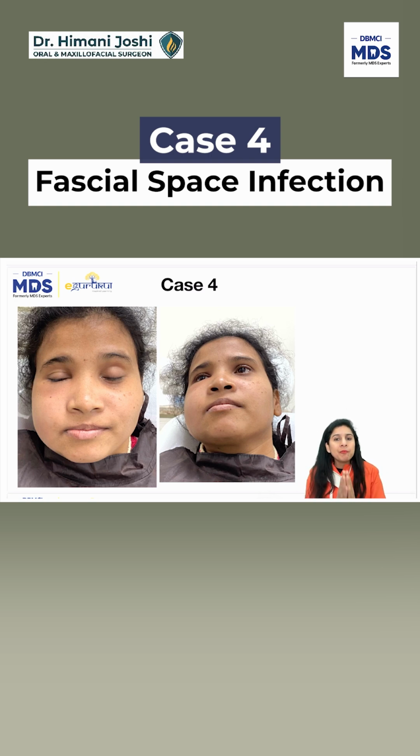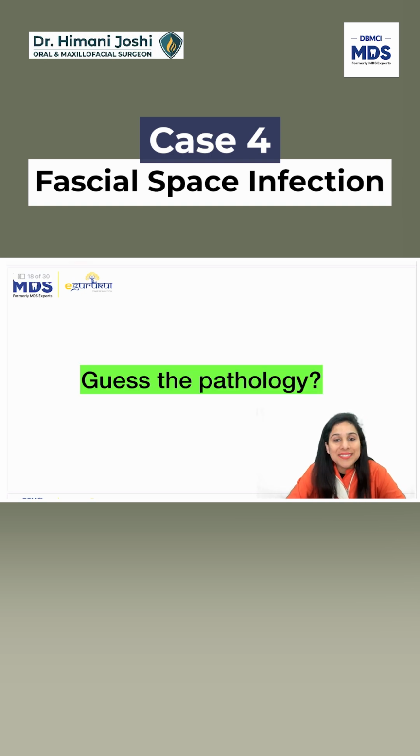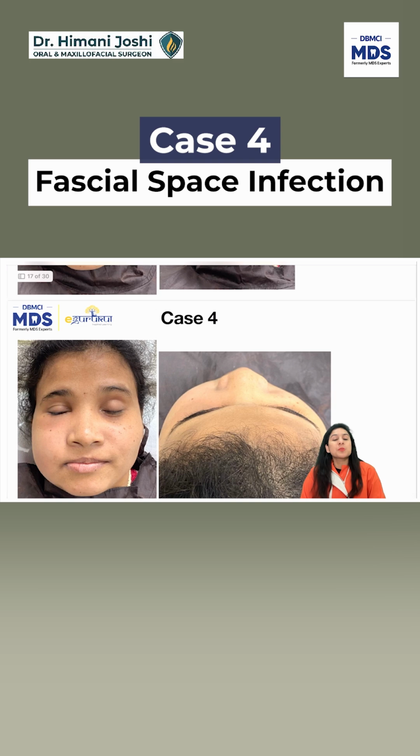You can see the obvious facial asymmetry from the right and left side in the straight view and in the oblique view. Now tell me, what is your diagnosis? Intraorally, when I check this patient, I see a carious upper right premolar tooth, a first premolar, which has deep caries. So what do you think it is? What is your diagnosis? Yes, most of you guessed it right. It is a buccal space infection.